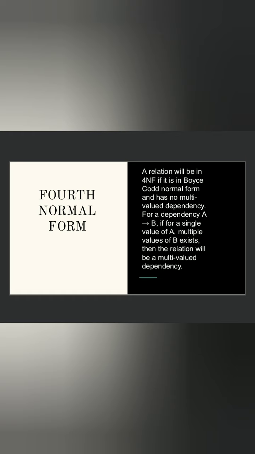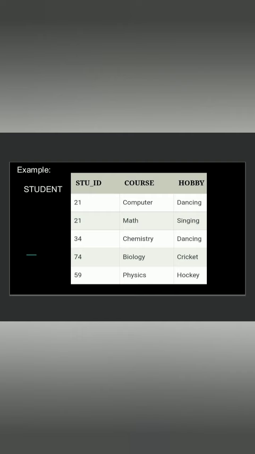A relation will be in fourth normal form if it is in Boyce-Codd normal form and has no multivalued dependency. For a dependency A to B, if for a single value of A, multiple values of B exist, then the relation will have a multivalued dependency. Look at this example.